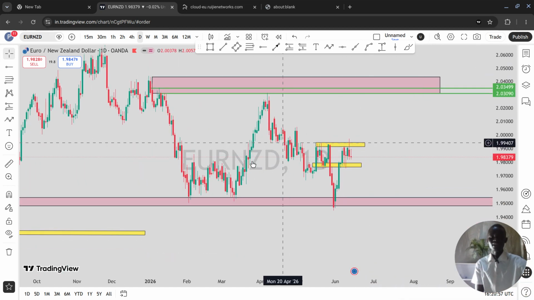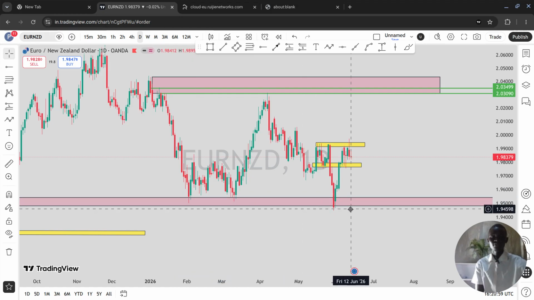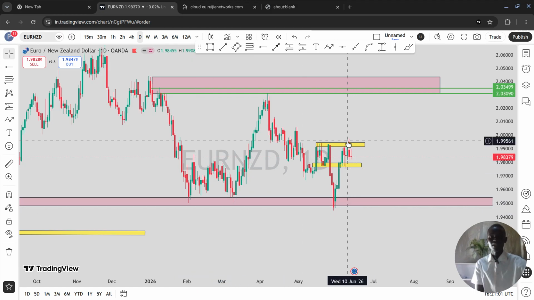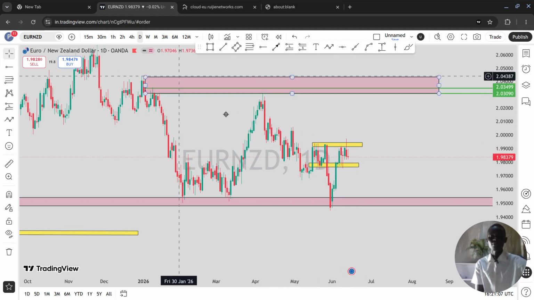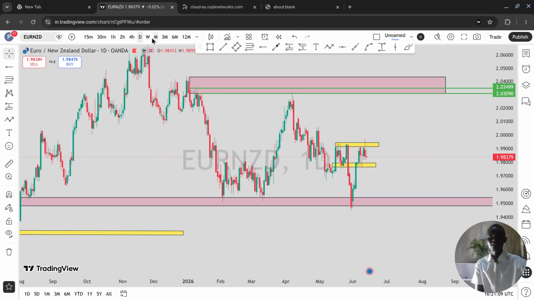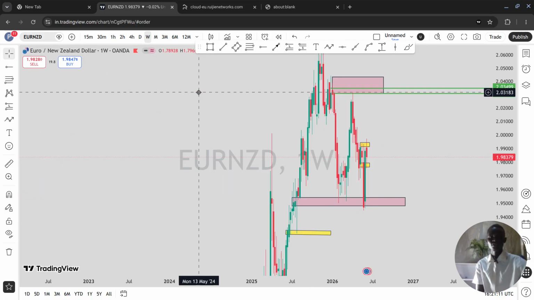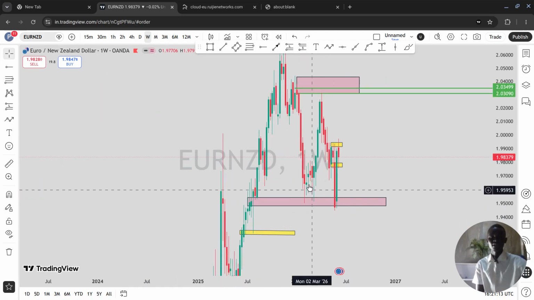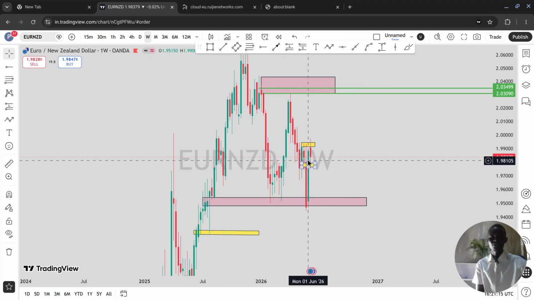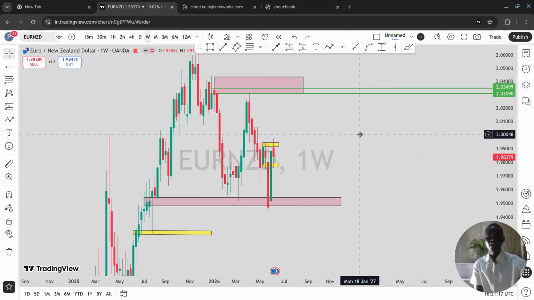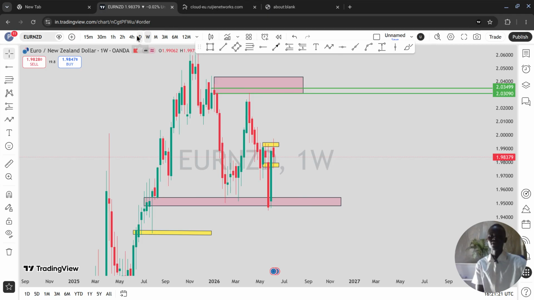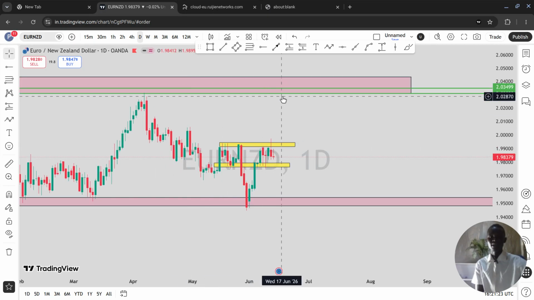Euro NZ has also come and made for us the same low, and now I've broken out of this zone, and right now we are pointing to the upside. The market has failed to break down, and the market has also given us a bullish engulfing weekly candlestick. So my overall prime target for Euro NZ is up to here.